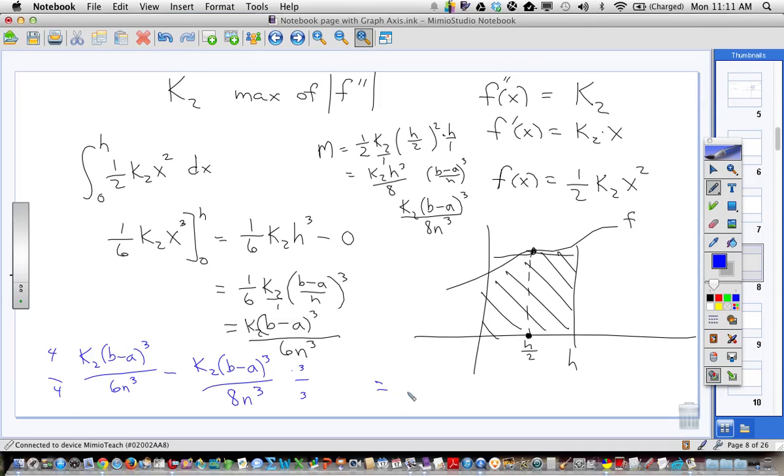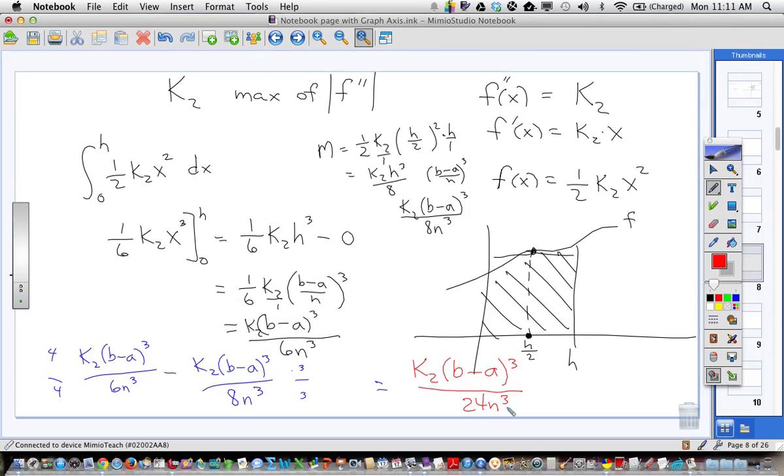We have calculators. We're there. We're basically done. So what do we got? We got 4 of this thing minus 3 of that thing. So we end up with just 1 of that thing, right? So we end up with just k2 (b minus a) cubed. That's nice. Over what? 24n cubed. Our common denominator of the two is 24n cubed.